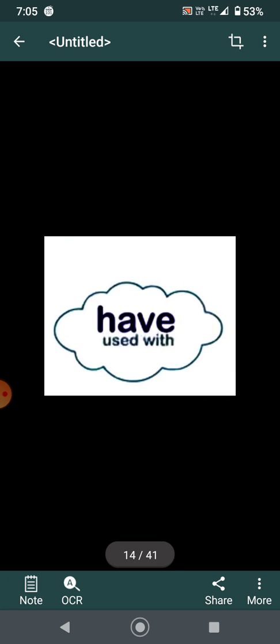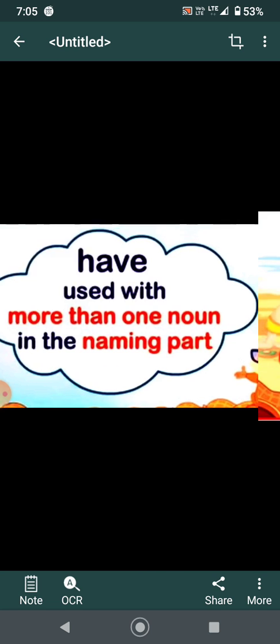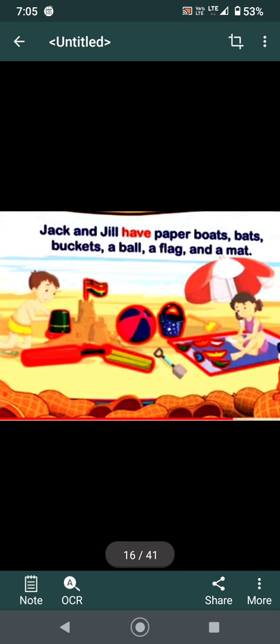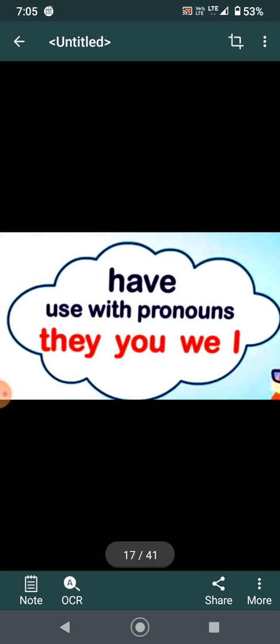Now have is used with more than one noun in the naming part. Jack and Jill have paper boats, bats, buckets, a ball, a flag and a mat. Now Jack and Jill, more than one, so that's why we are using have. With I also, though I is singular, we use have with I and you.